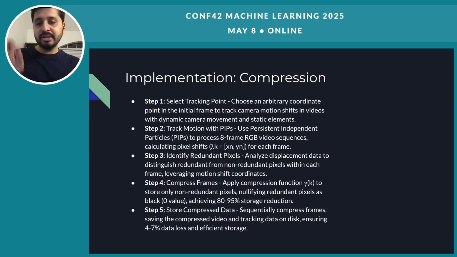So we choose an arbitrary point for the Persistent Independent Particles model to track. It basically processes 8 frames at a time. To improve accuracy, we are trying to use 1 frame at a time to predict where the pixels are moving, where the point is moving from the first frame to the second frame for the given pixel point. So we place an arbitrary point in the first frame, and then we track frame by frame, from one frame to another.